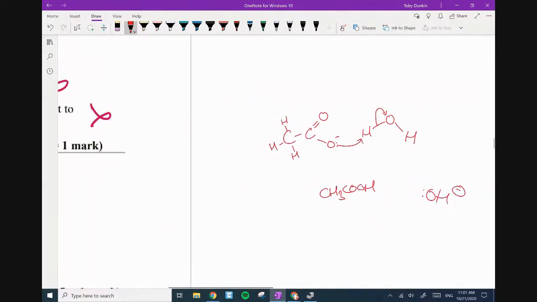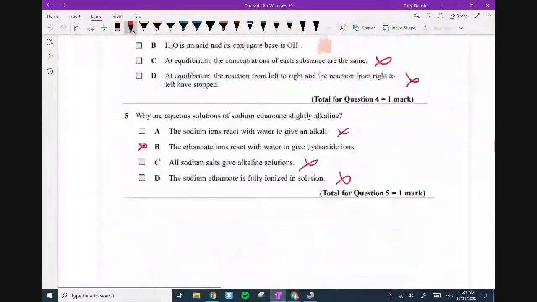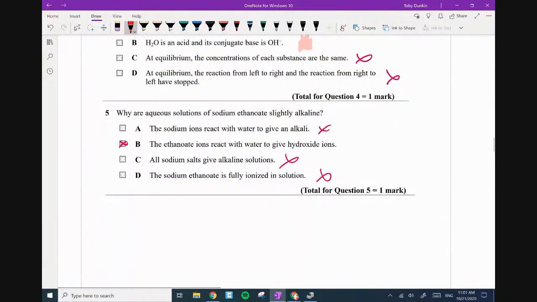So if I dump a whole load of sodium ethanoate, it's going to rip off the H plus, forming OH minus ions, so it's going to be slightly alkaline. That's really clever. It's going to have a pH of around 8-9.